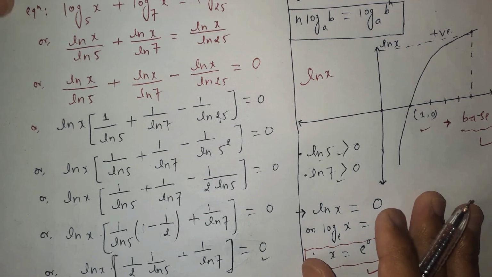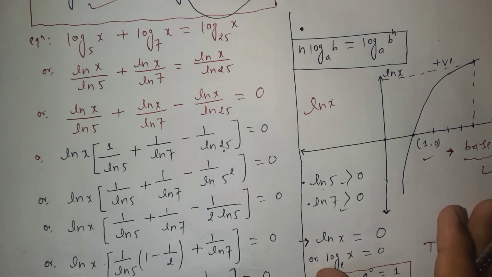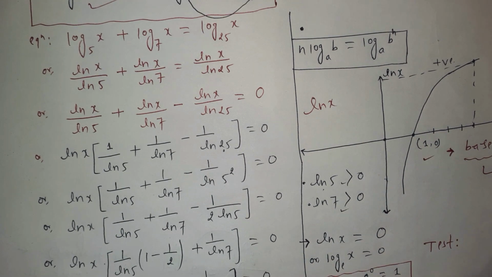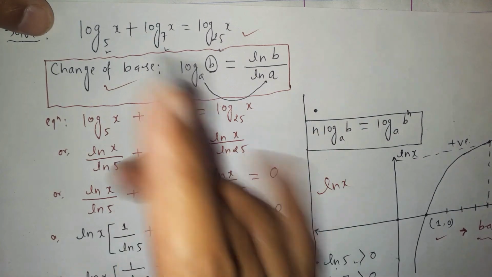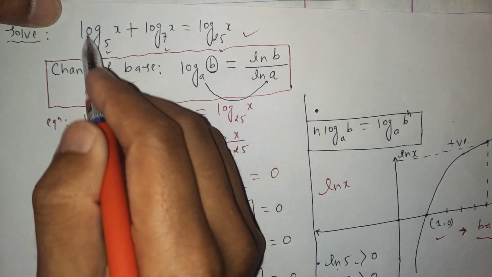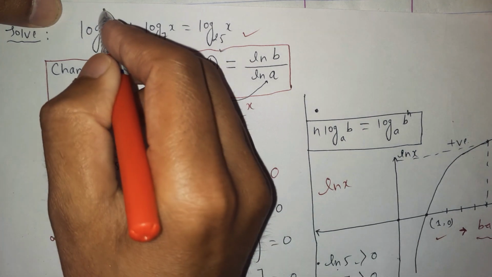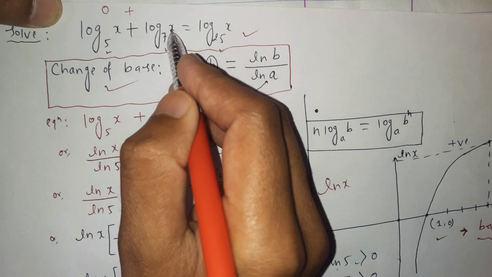Let's check. For logarithmic equations, we have to test at the last. The testing step is very important in the case of logarithmic equations. Here we have got the value of x as 1. Let's plug in the value of x as 1 in the given equations. If we plug in x as 1, then this will be log of 1 with any base, which gives 0. This will be 0 plus, if we plug in x as 1, then this will also be 0.